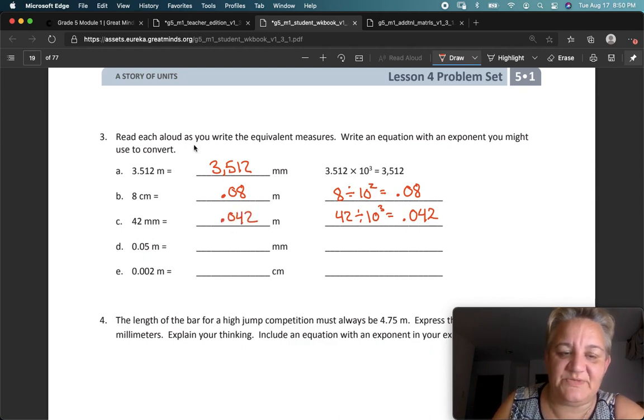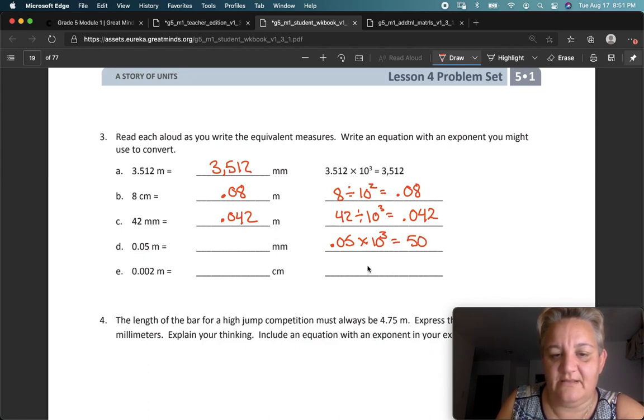Next one, read each one aloud. I'm reading all of them aloud. You should read them out loud too, so you can practice saying these words. Meters to millimeters. Okay, now I'm going from a bigger unit to a smaller unit, so all I have to do is multiply. So I have 5/10 of a meter, and I want to change it to millimeters, so that's 10 cubed. Now I get to change my decimal point going this way, so I can go 1, 2, 3, and my new answer is 50.